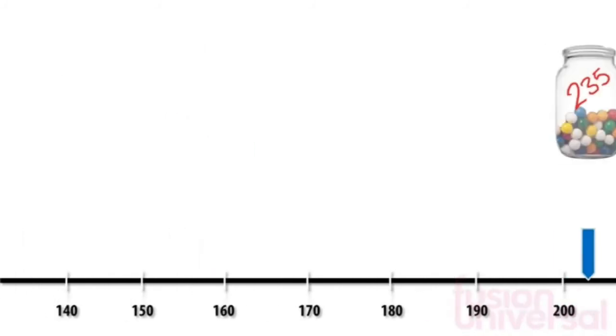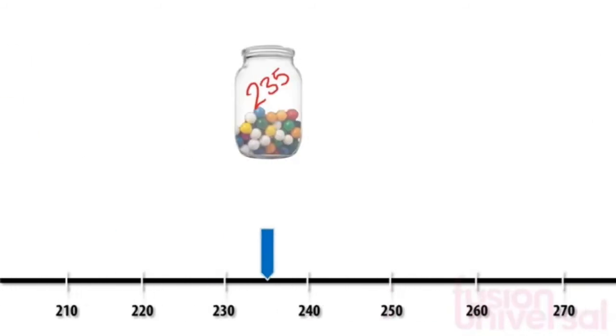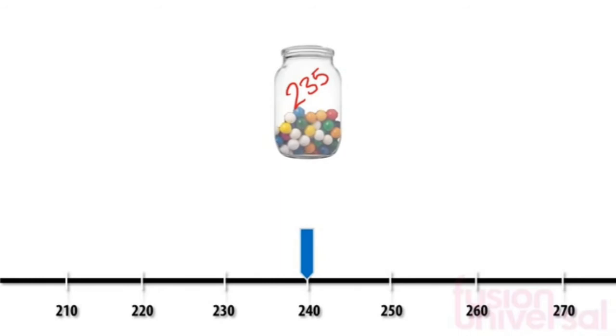235 is exactly halfway between 230 and 240. Remember our rule about things that are exactly halfway between. We always round them up, so this becomes 240.